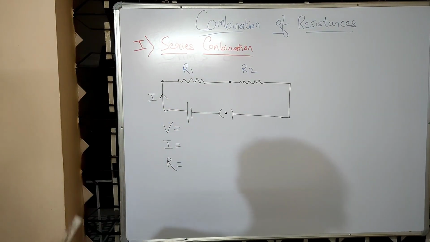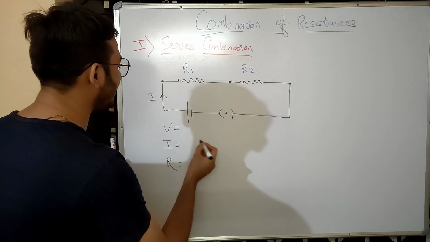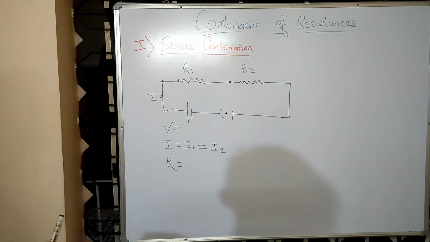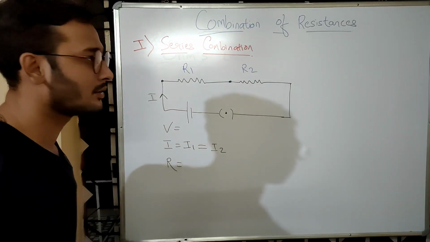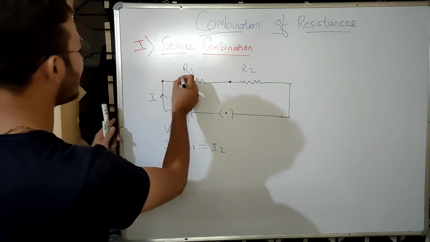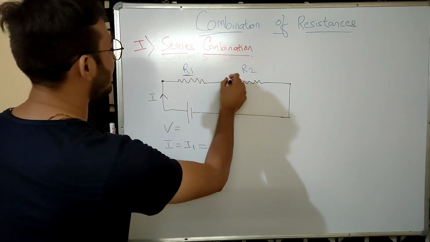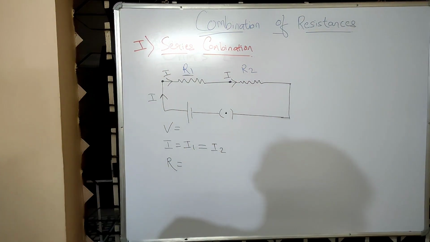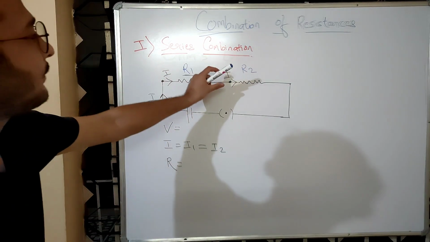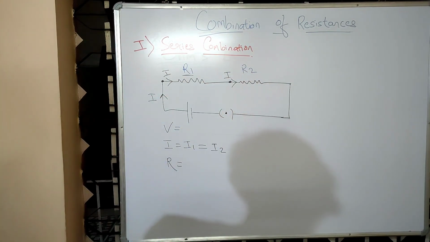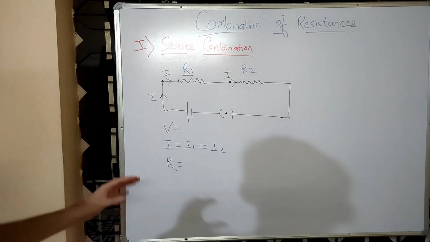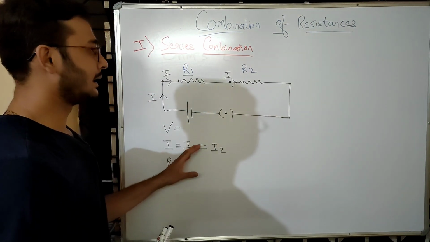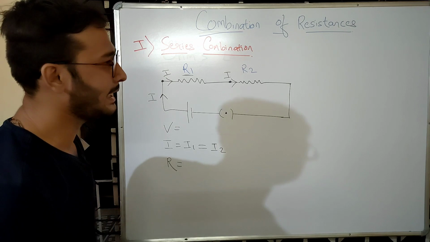Now remember, in series the current remains the same. I is equal to I1 is equal to I2. Means जो करंट बैटरी से निकल रहा है, सी करंट मीन्स फ्लो ऑफ चार्ज, तो जो चार्ज R1 में जाएगा, the same charge will go in R2 also. So current remains the same. The current flowing through R1 will be equal to the current flowing through R2, and the same current will be coming out of the battery. So in series, important thing is that I will be equal to I1 will be equal to I2.